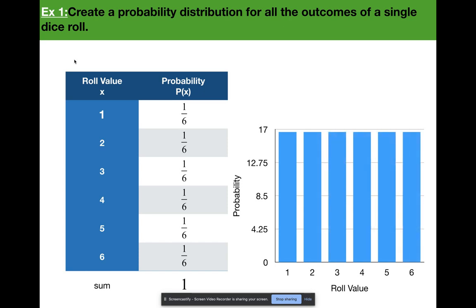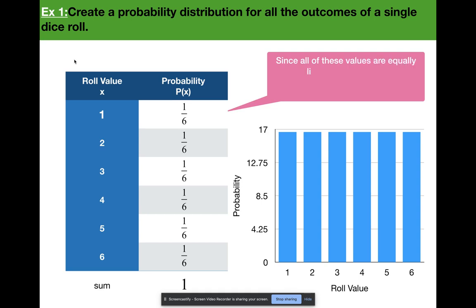So that is a super exciting bar graph. Because they're all the same height and they all have the same probability, we call this a uniform probability distribution. So anytime you have probabilities that are all the exact same for every single value of your random variable.